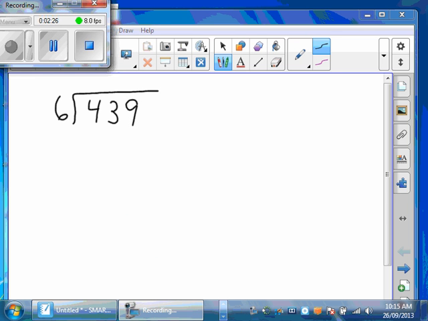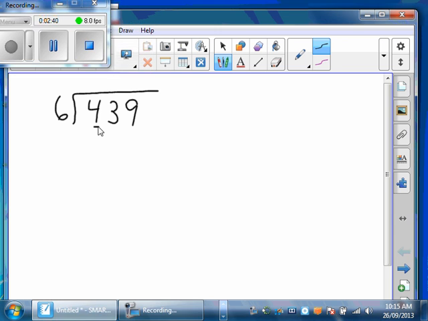Alright, well, sometimes numbers will not divide evenly by other numbers, and we're left with what is called a remainder. So if we take a look at this example, 6 into 439, we go through the exact same process. We start off by saying, will 6 go into 4? Or is there a number that will multiply by 6 that gets us close to 4? The answer is no. So now we look at it as 43.